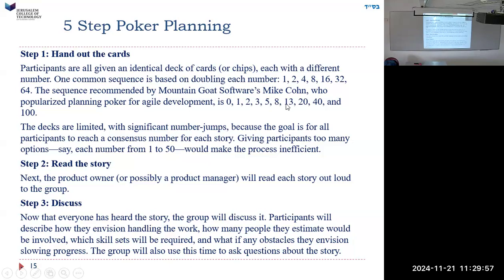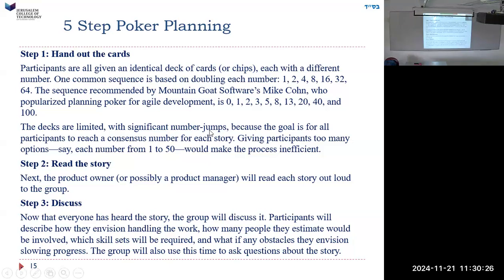You know what this list is? Oh, it's not exactly, but it's similar to the Fibonacci. It's not exactly Fibonacci. It should be 0, 1, 1, and after 13 it should be 21. But it's similar. The point is they're getting bigger, but not quite doubling. And then it goes from 40 up to 100. The decks are limited, so everyone has a deck like that. The decks are limited with significant number jumps.